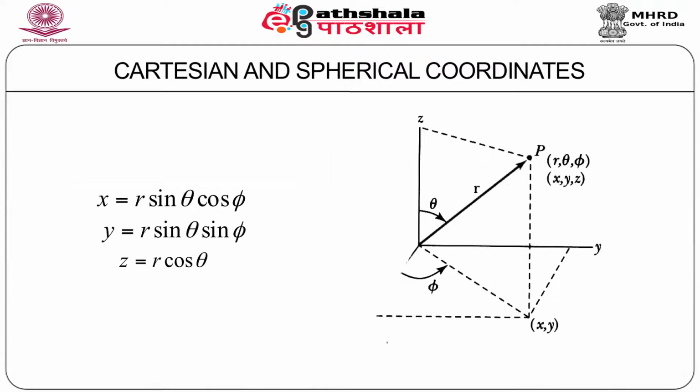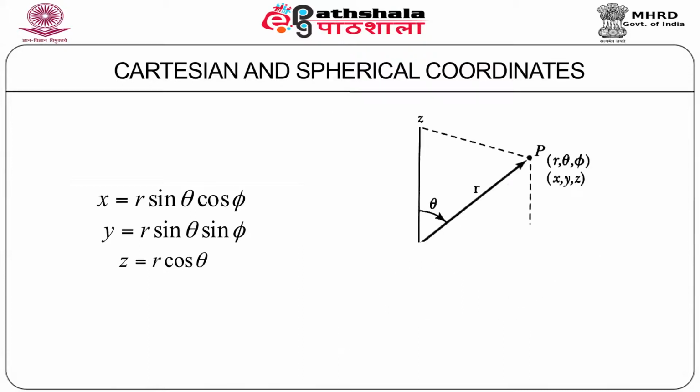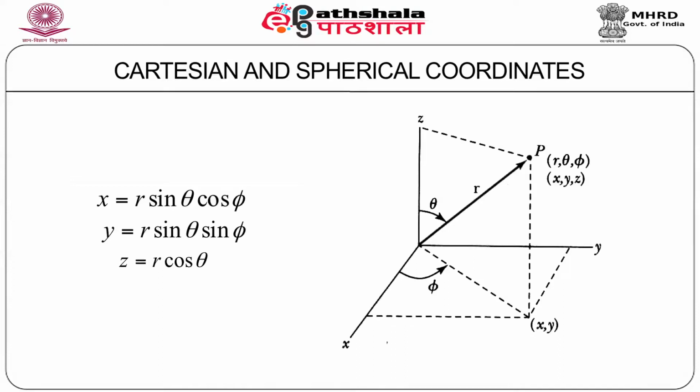I think the figure is self-explanatory, and from geometry it's easy to find the relation between x, y, z and r, theta, phi. The relations are x equal to r sine theta cosine phi, y equal to r sine theta sine phi, and z is equal to r cosine theta. That's the relation between the Cartesian and the spherical coordinates.